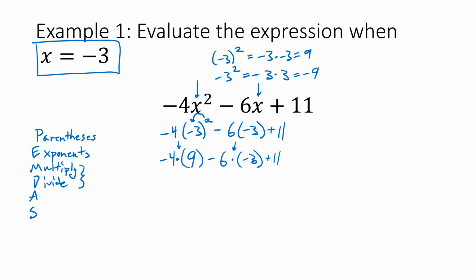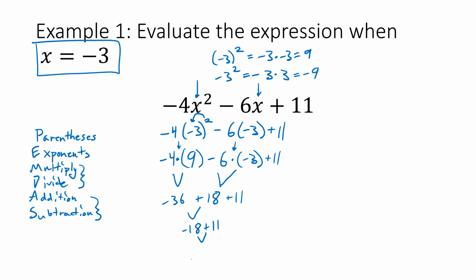Well, in this case, I don't have any divide. It's just multiply. -4 times 9 is -36. -6 times -3 is +18. And then I have that +11 just kind of awkwardly hanging on at the end. Finally, I need to do addition and subtraction. And those also go hand in hand. You just do them as they come, moving from left to right. In this case, I have only addition. So I'm going to do -36 plus 18, which is -18, and then -18 plus 11, which is -7. Final answer. Not too bad, right?